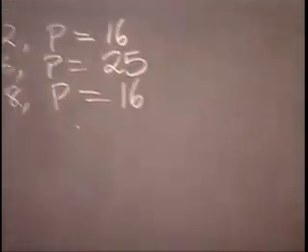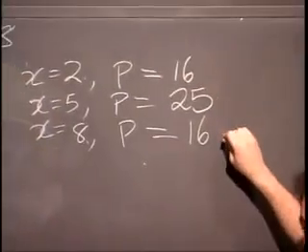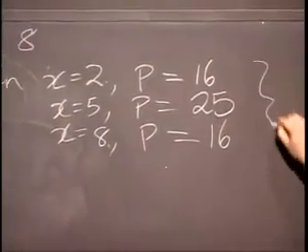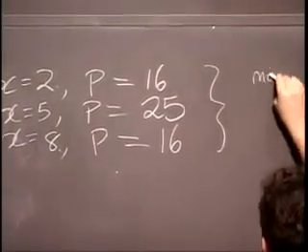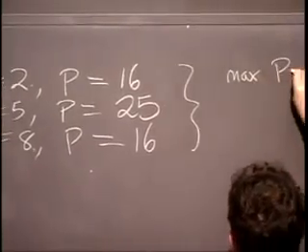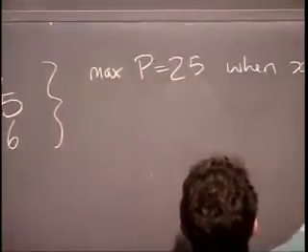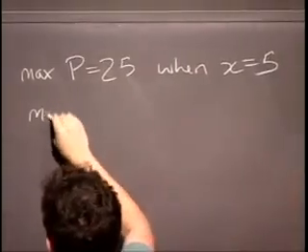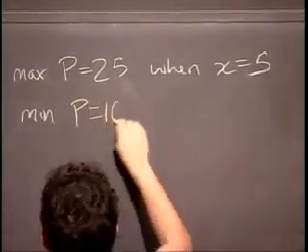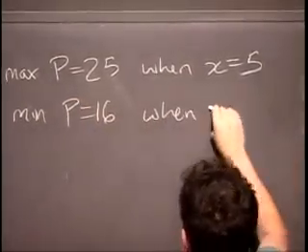Now actually, remember, maxima and minima occur only at endpoints or critical points. So these are the only possible candidates. And this immediately tells you that you have a maximum product when x equals 5, and we have a minimum product of 16 when x equals 2 or 8.